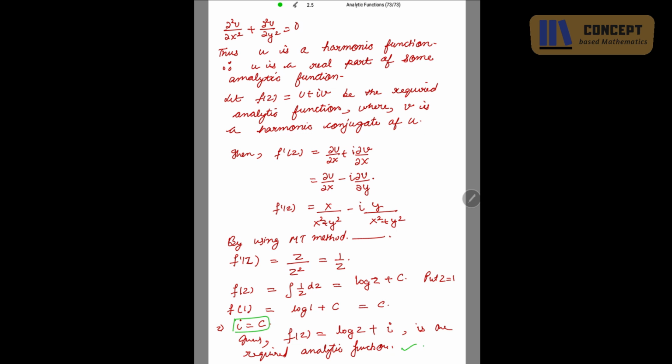All right, this is a very nice question. So it is now very clear to all of you how to use the Milne Thompson method. And once again I should tell you that if u is a harmonic function, v is a harmonic conjugate of u, and if v is a harmonic function, then u is a harmonic conjugate of minus v. This should be very clear to you.